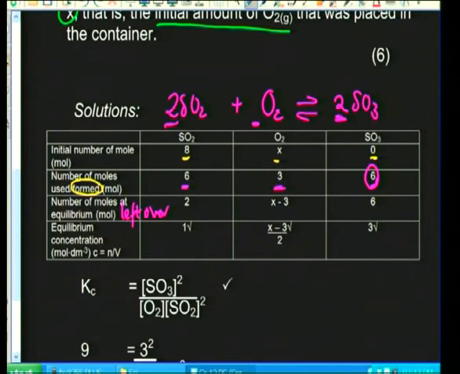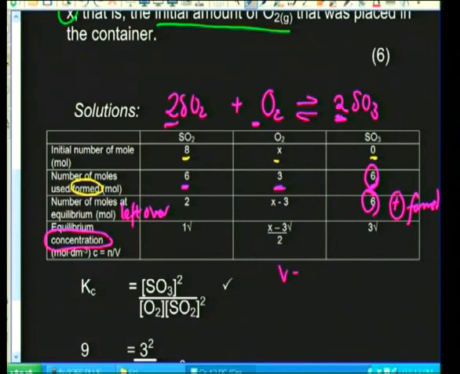Well, I had 8, and I've used 6, I've only got 2 left. I had X, I've used 3, so it's X minus 3. I had 0, and I've formed 6, so that's a positive value because it's been formed or produced. Again, when I work with the concentrations, I need to take into account the volume of this container.